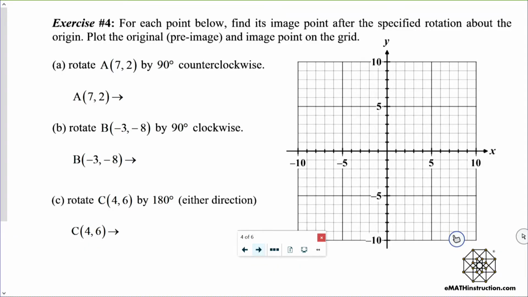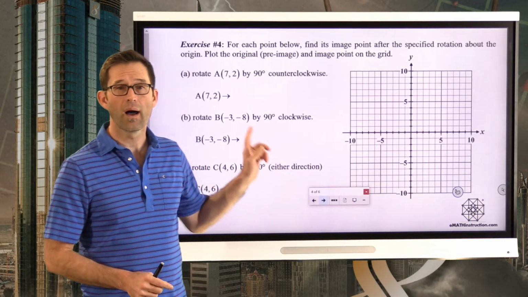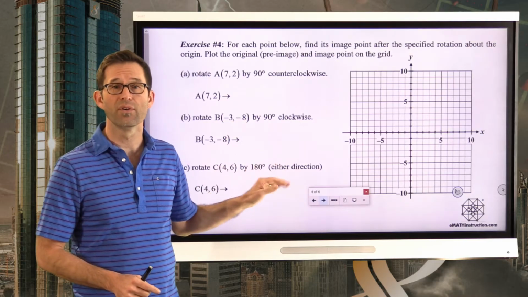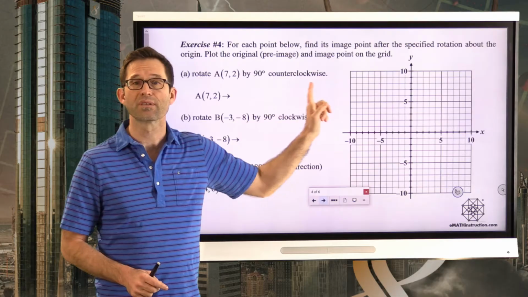For each point below, find its image point after the specified rotation about the origin. Plot the original, pre-image, and image point on the grid. All right, so let's do it. So letter A, let's do this one together and we'll have you do B and C on your own. Letter A says rotate 7, 2 by 90 degrees counterclockwise.